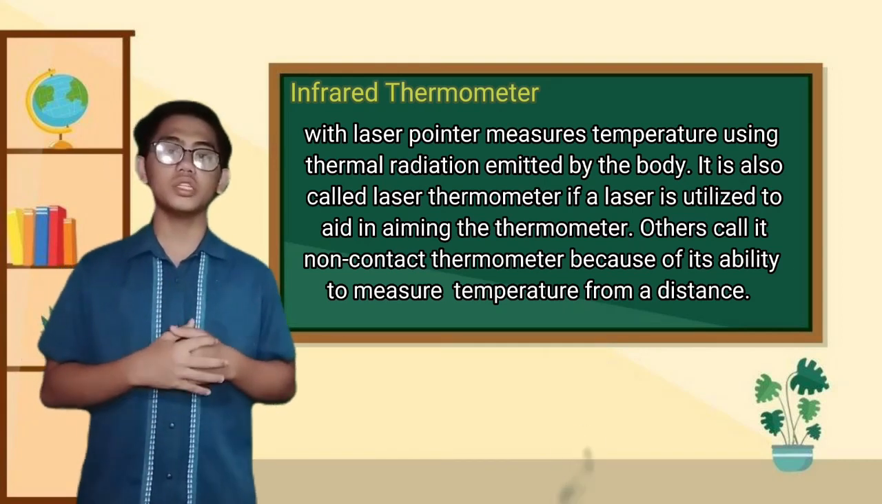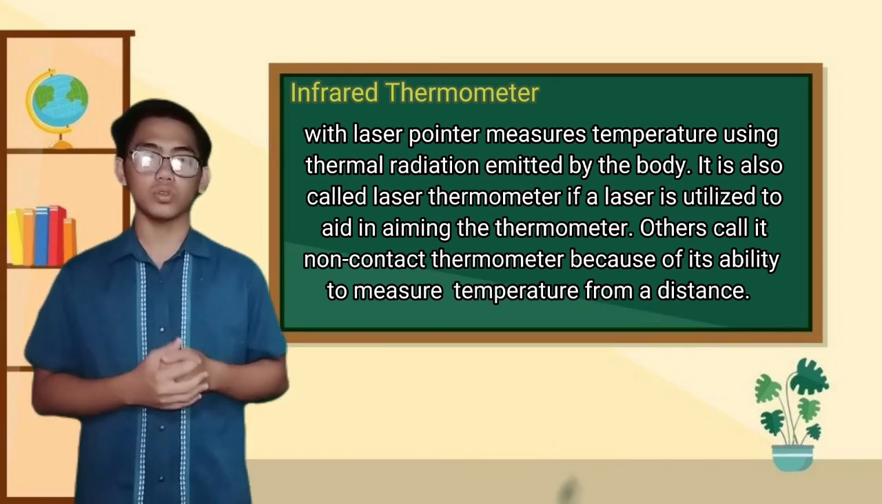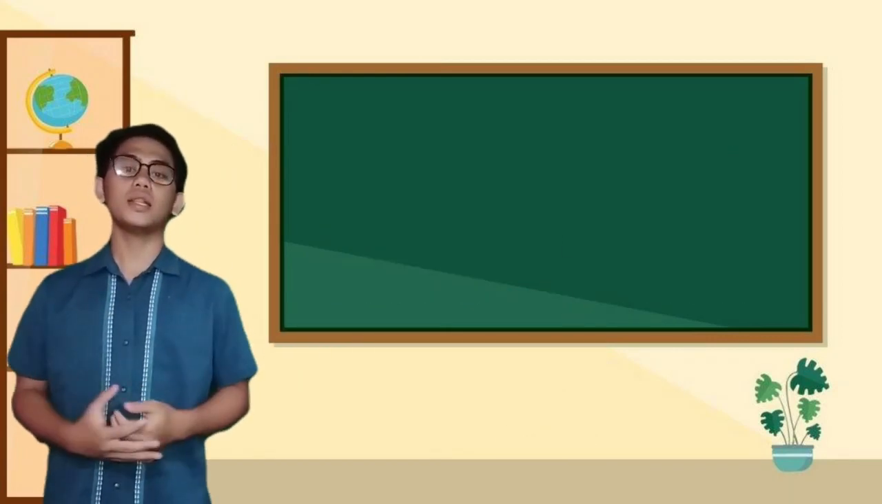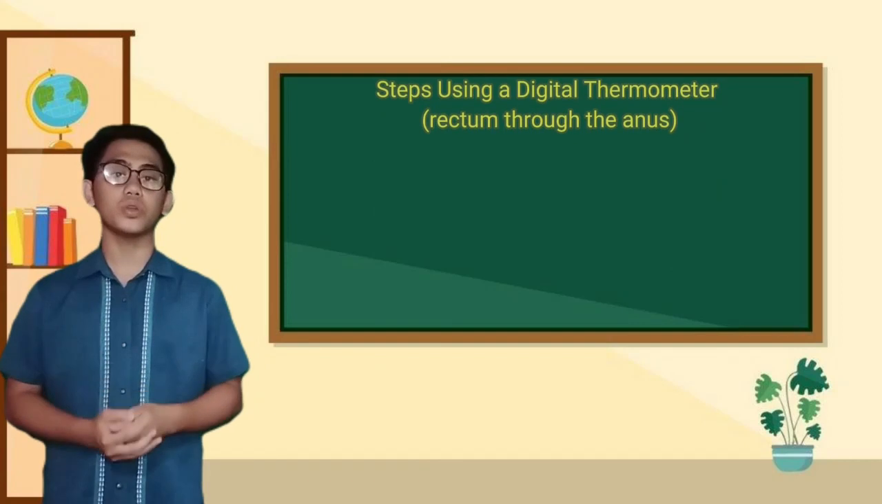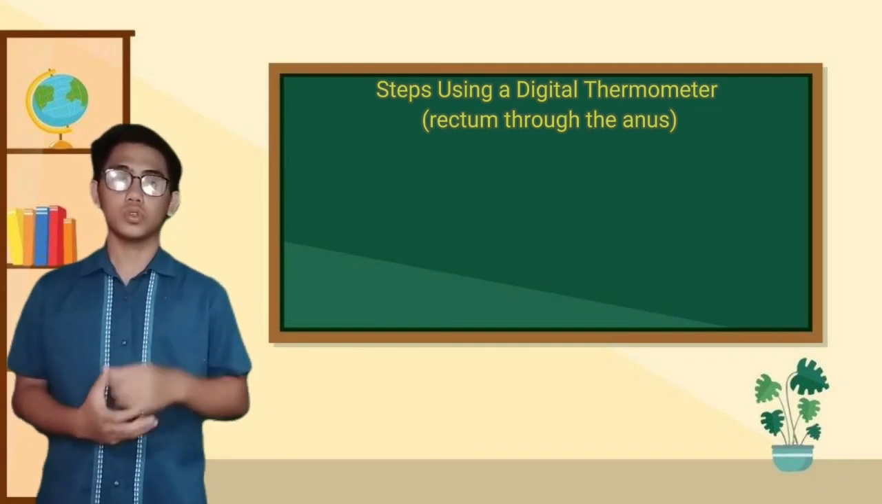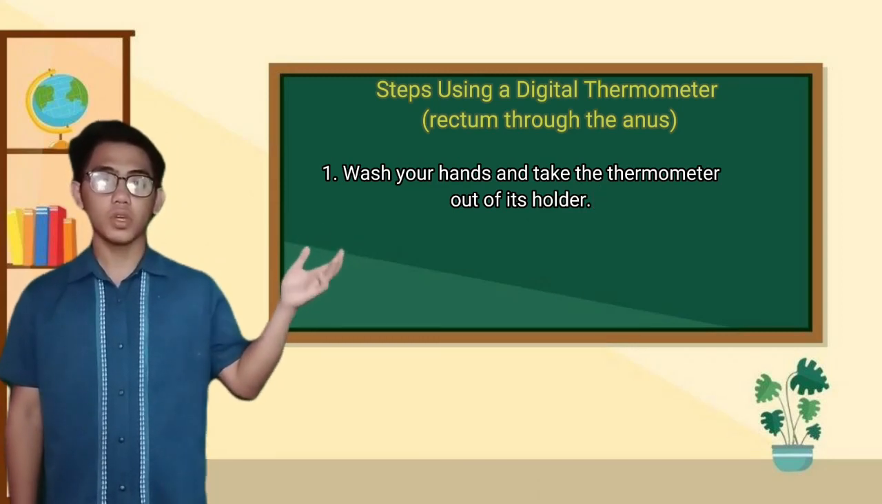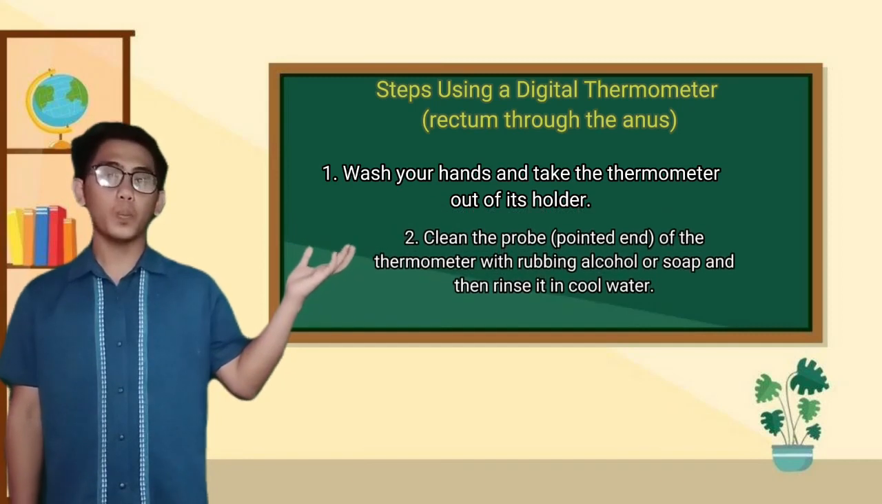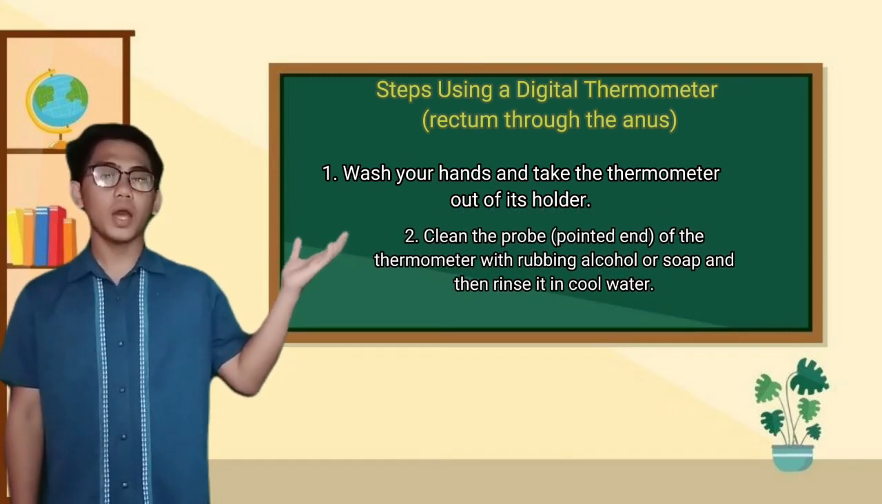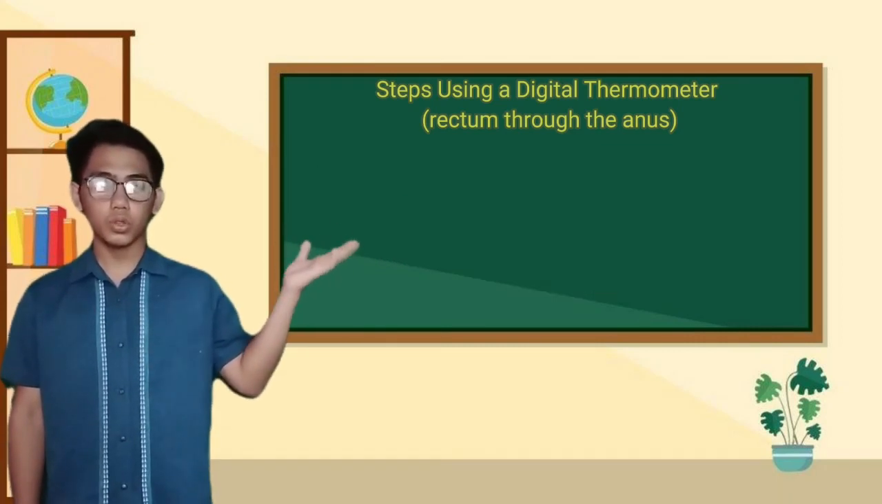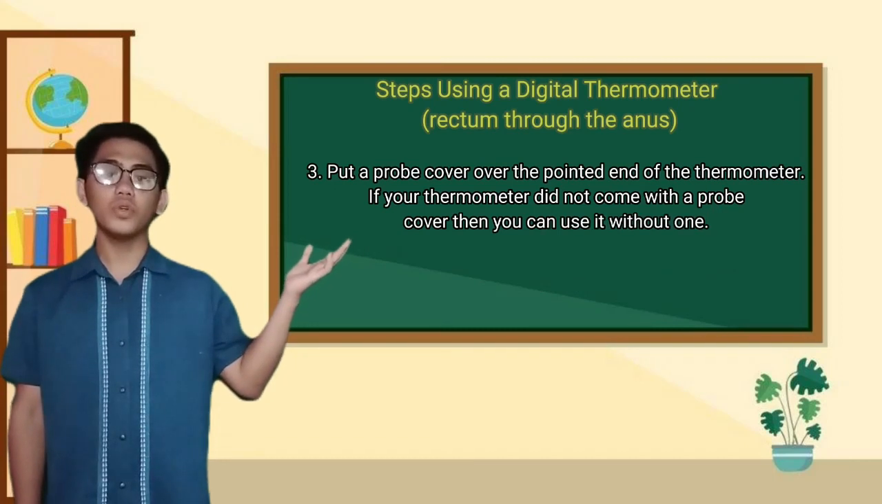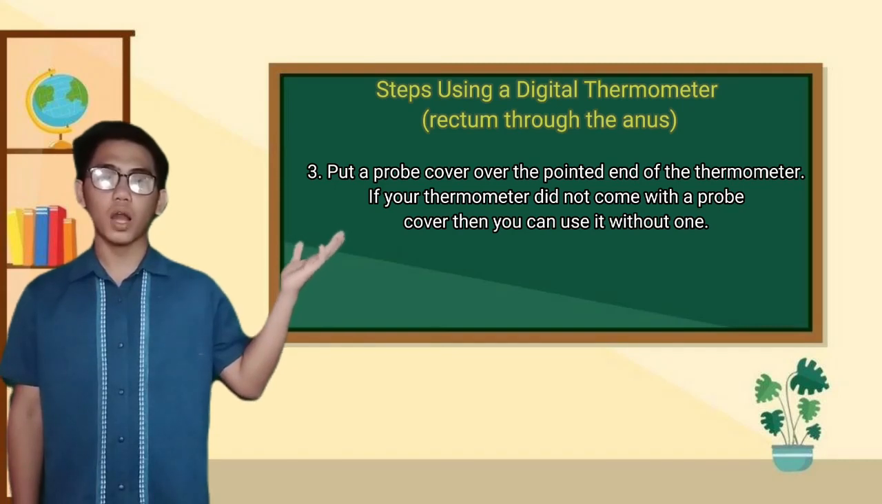So now, using a digital thermometer, rectum through the anus. So next, let us know the steps using a digital thermometer, rectum through the anus. So first, wash your hands and take the thermometer out of its holder. Second, clean the probe, the pointed end of the thermometer, with rubbing alcohol or soap, then rinse it in cold water. Third, put a probe cover over the pointed end of the thermometer. If your thermometer did not come with a probe cover, then you can use it without one.